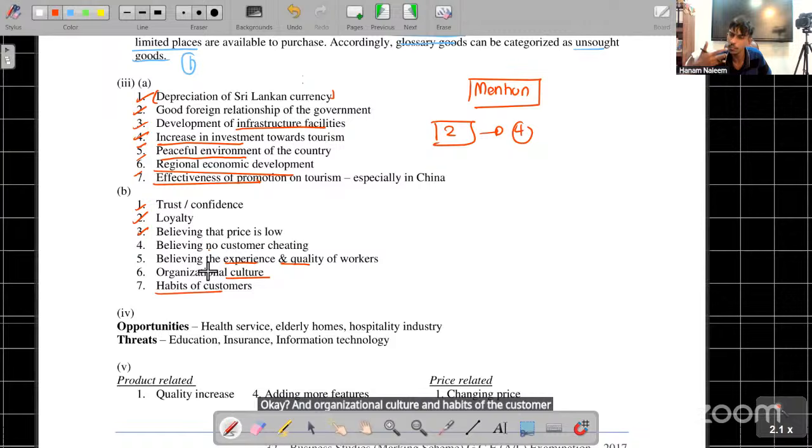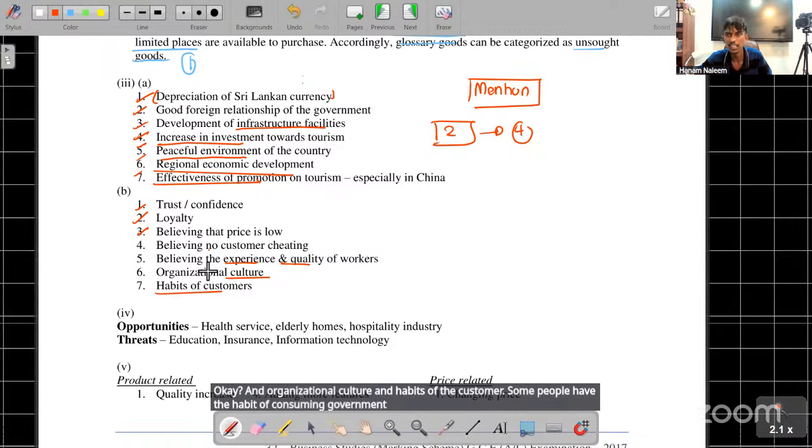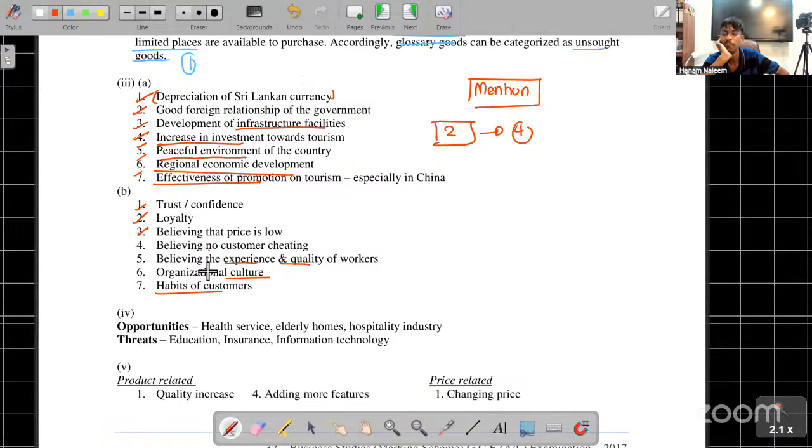Some people have the habit of consuming government products. Think about buses. Some people always prefer CTB because the facilities are like that. Some people always go to the general hospital, even though they have money, because they are familiar with the doctor and that type of infrastructure. But if you write this, will you get marks? No. Why? No, you can't.